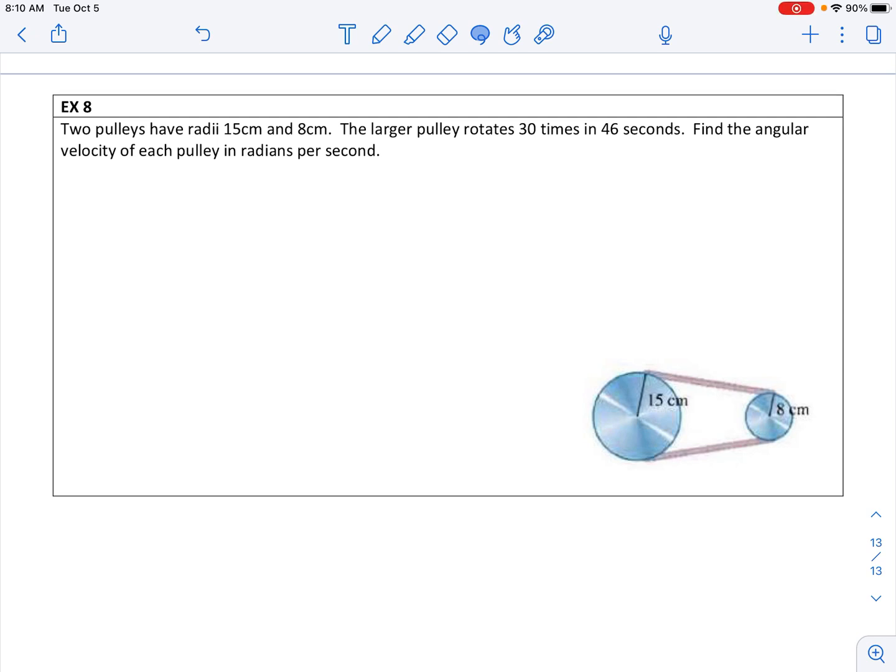Two pulleys have radii of 15 and 8. The larger pulley rotates 30 times in 46 seconds. Find the angular velocity of each. Well, let's work with our larger.